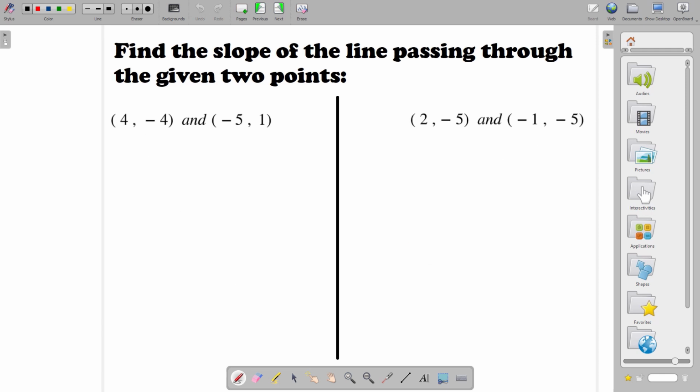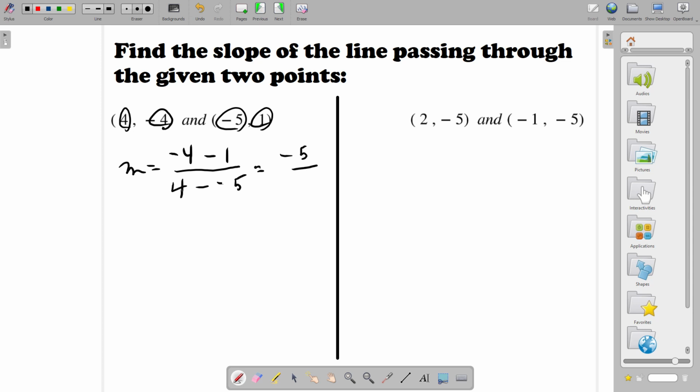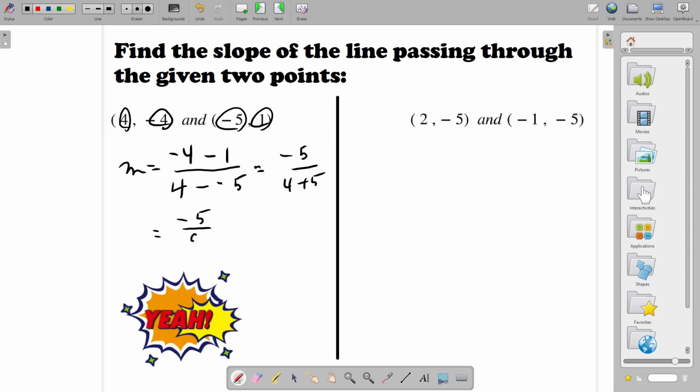In this problem, we're going to start with negative 4, subtract 1, first y coordinate minus the second y coordinate, and then we've got 4 minus the next, and because it's negative, we have to subtract the negative. Then we end up with negative 5 on the top, and we get 4 plus 5 on the bottom, and so we get negative 5/9 as our slope.